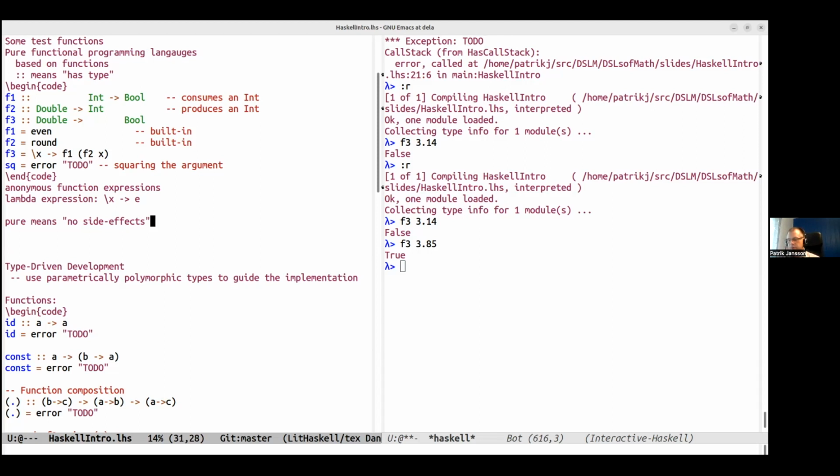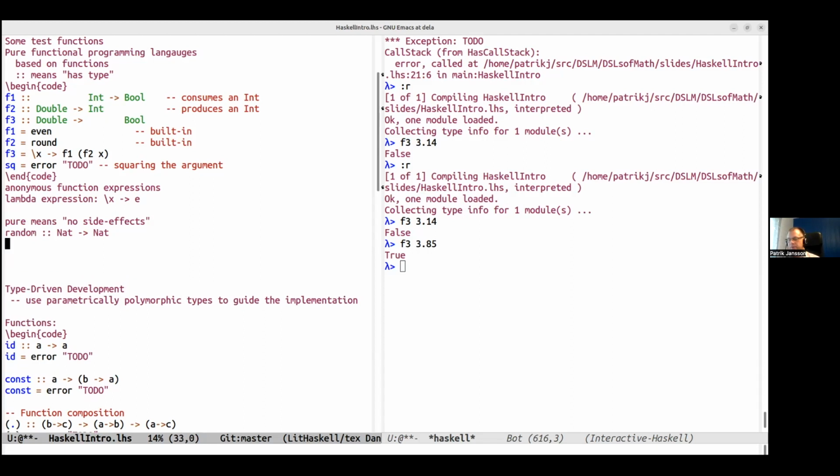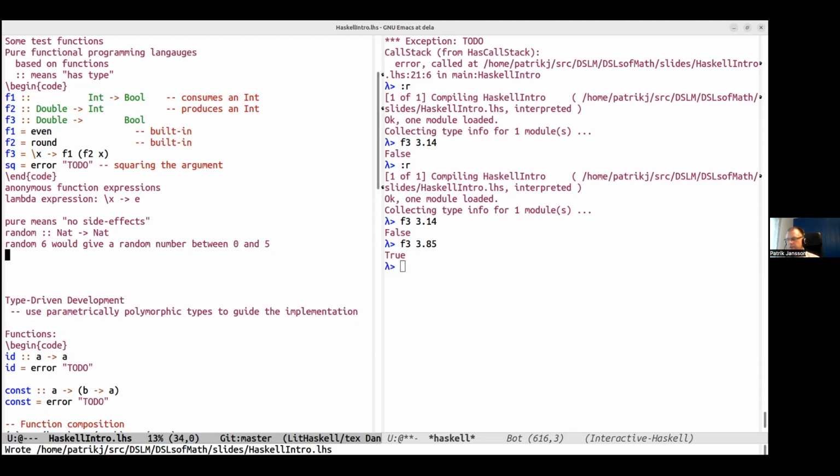But an example of something which is not a function in Haskell is if we say random. And we say that random would be something that takes a natural number and gives another natural number, with the idea that random 6 would give a number between 0 and 5, a random number. So that's a function that's available. Maybe you would usually write it like this in some other language.